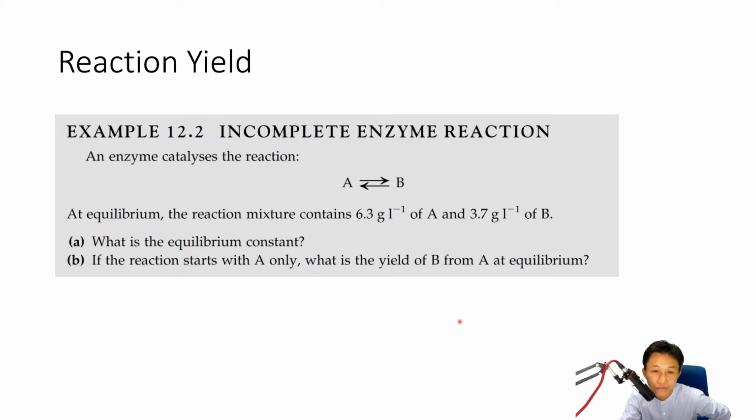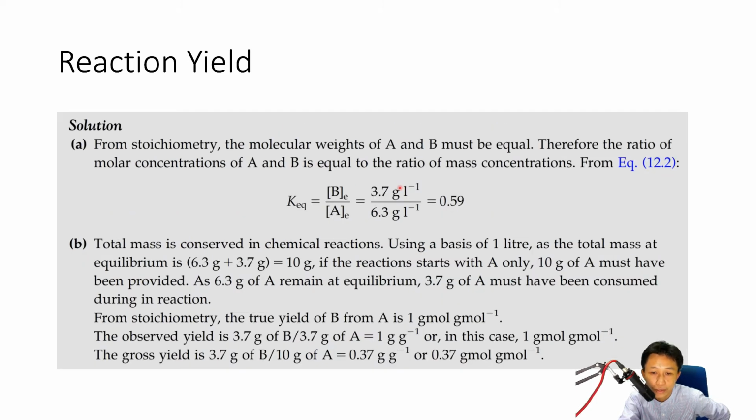So you can notice from the equation, and the observed yield is also 1 gram per gram. Okay, it's the same. The gross yield is a third term. The gross yield is B divided by A total, which is 3.7 over 10.